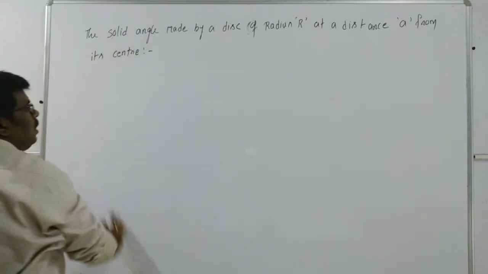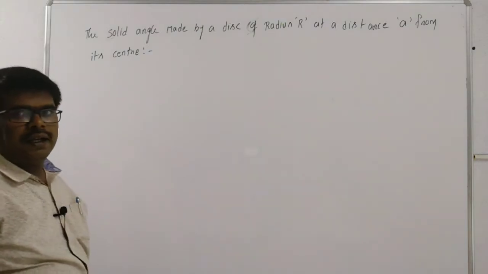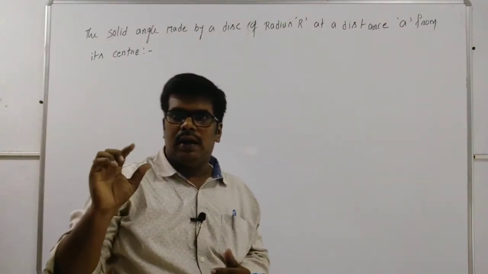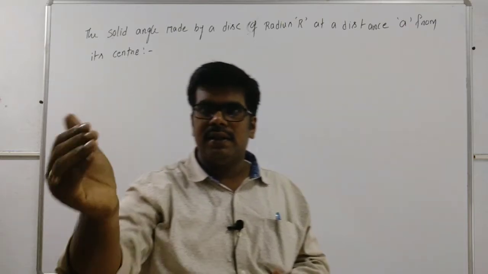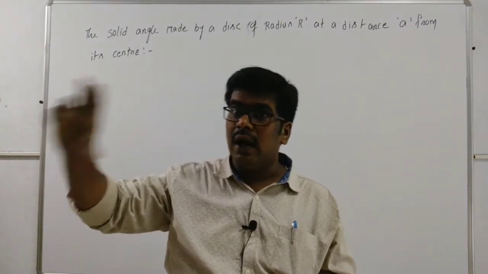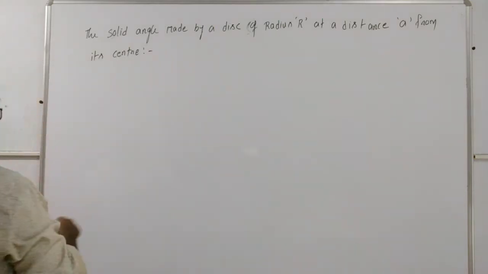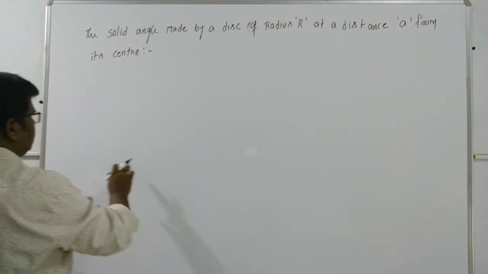We are going to take a disc whose radius is capital R, and at a distance A from its center, what is the solid angle made by the disc? That is what we need to be discussing.